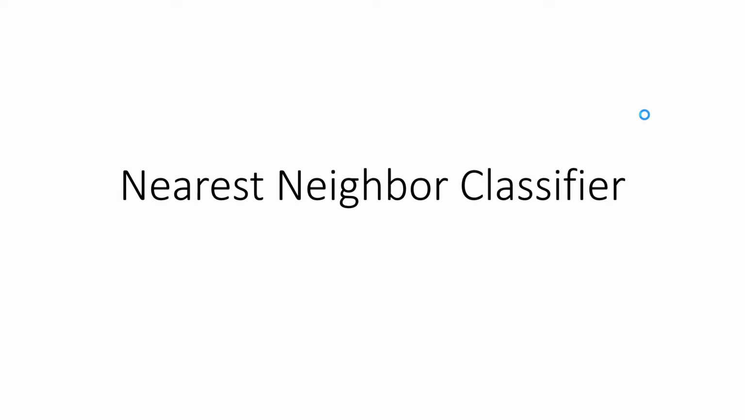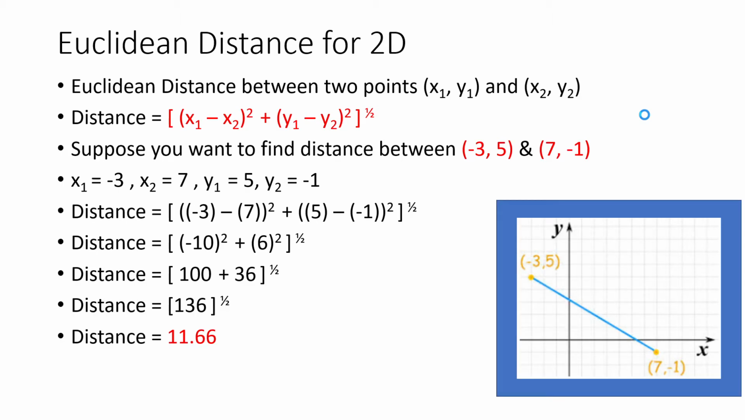Today's topic is nearest neighbor classifier. Nearest neighbor classifier is one of the simplest classifiers and very easy to understand. Let's get started. Euclidean distance for 2D.